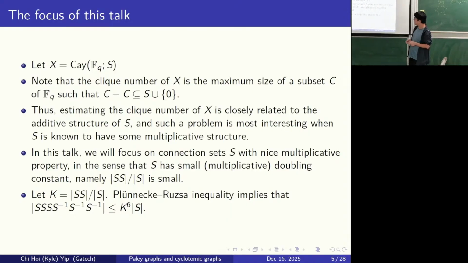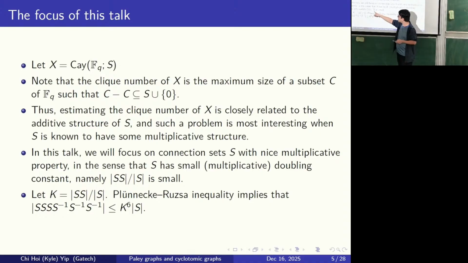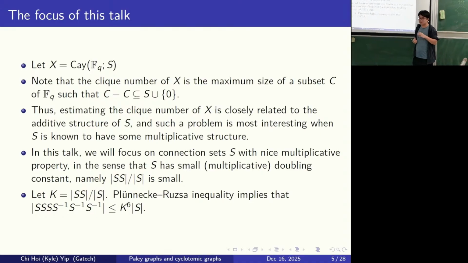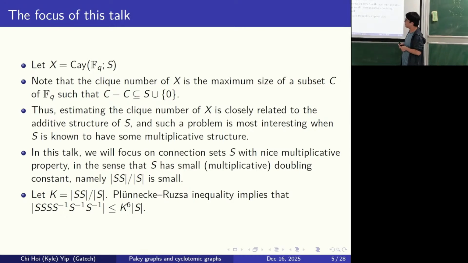By saying S has strong multiplicity property, I mean that S has small doubling. That means that if we consider the product set S times S divided by S, this is a small set. In particular, if S is a multiplicative subgroup, then S times S is just S itself, because a subgroup is closed under multiplication. So in that case, it has perfect multiplicity structure, because the doubling constant is just 1. And why do we care about doubling constant? The reason is that doubling constant essentially measures the multiplicity structure of the set.